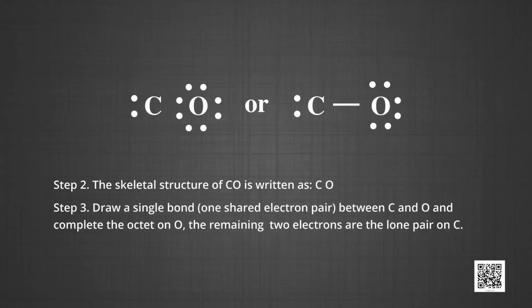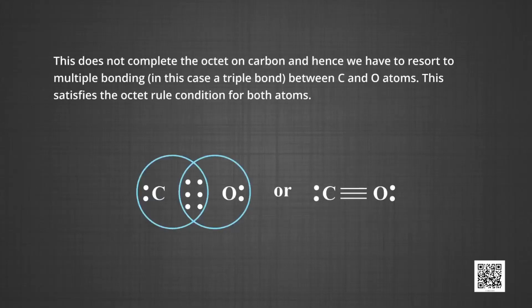Step 3. Draw a single bond, one shared electron pair between carbon and oxygen, and complete the octet on oxygen. The remaining 2 electrons are the lone pair on carbon. This does not complete the octet on the carbon, and hence we have to resort to multiple bonding. In this case, a triple bond between carbon and oxygen atoms. This satisfies the octet rule condition for both the atoms. Now you can see in the figure the octet of both the atoms is complete.